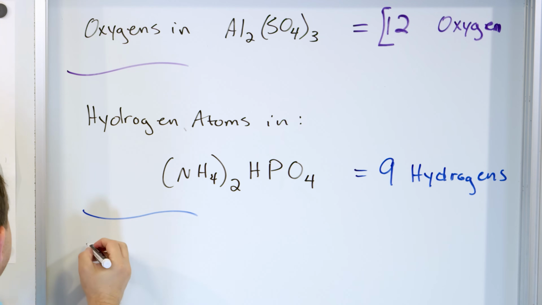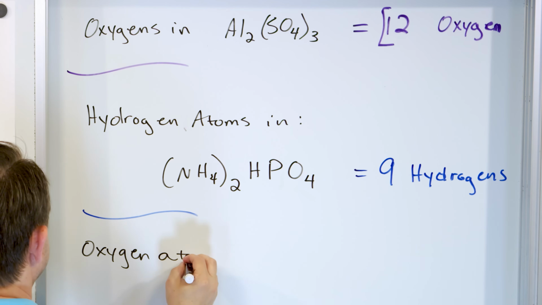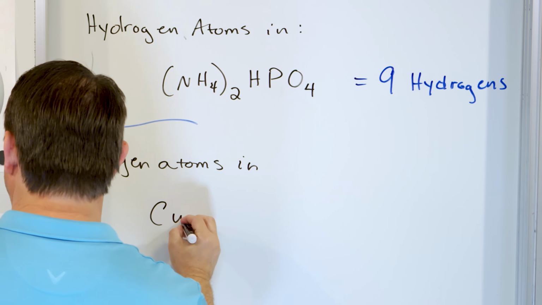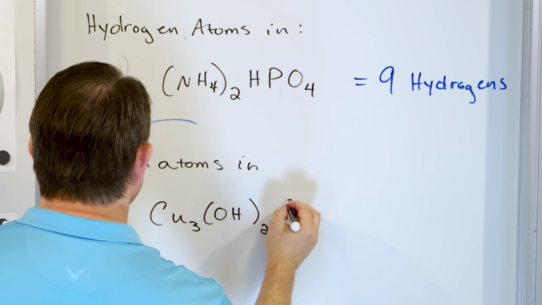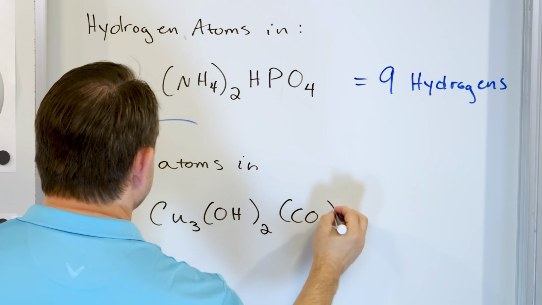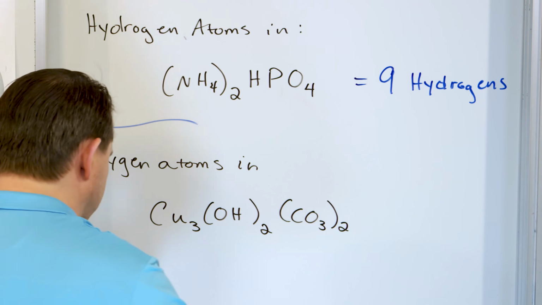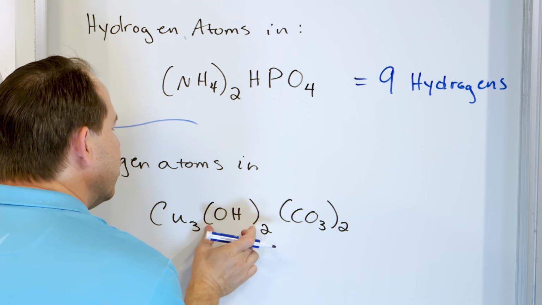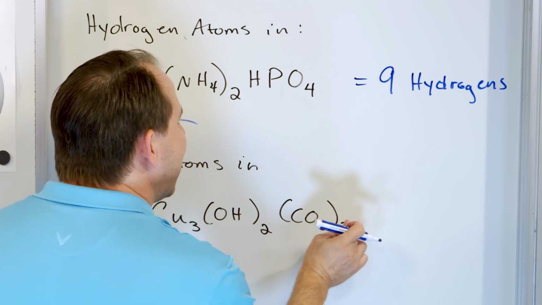All right, let's take a look at how many oxygen atoms in the following. So we have copper, Cu, we have a 3, we have OH, close the parentheses, 2, and then we have CO3, 2. Now at this point, it doesn't matter if you know what these things are, but you should know that anytime you see parentheses, it's a grouping. It's like an entity, and we have 2 of them.